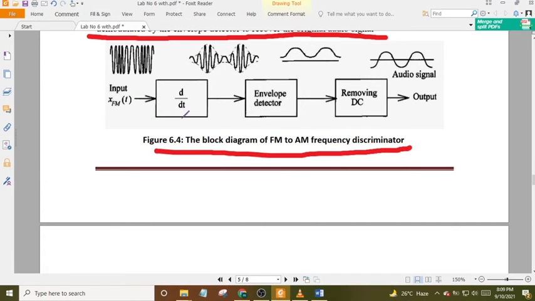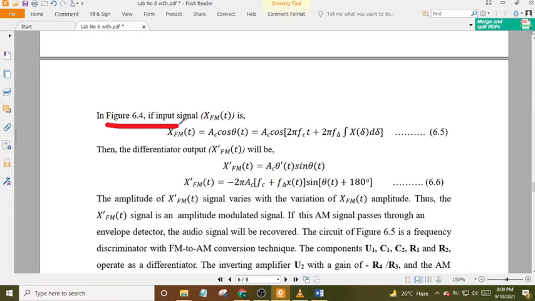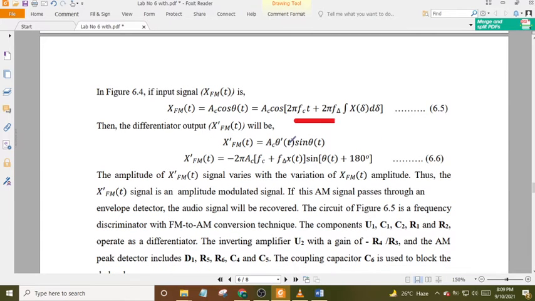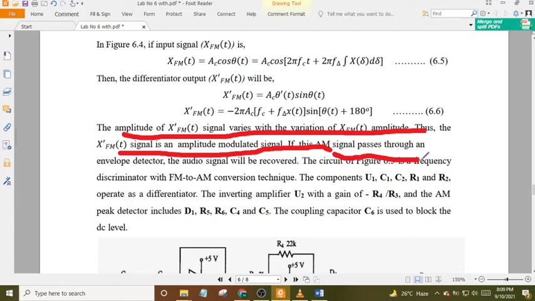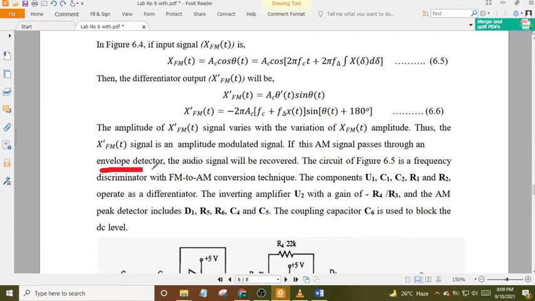In figure 6.4, if the input signal is as given in equation 6.5, then the differentiator output will be as given in equation 6.6. The amplitude of the signal varies with the variation of the frequency. Thus the signal is an amplitude modulated signal. If the AM signal passes through an envelope detector, the audio signal will be recovered.